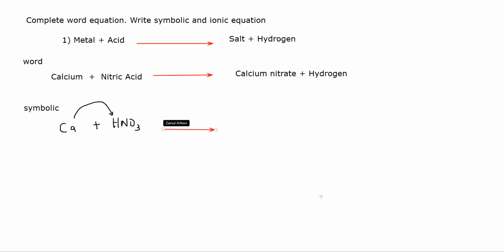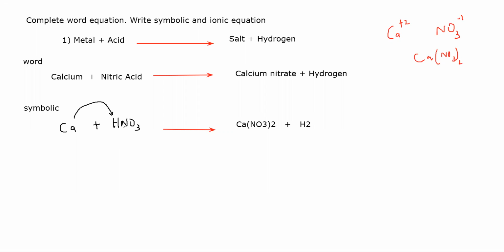Why is it Ca(NO3)2? Because calcium is group 2, so it's plus 2. And nitrate is minus 1. So when you cross multiply, it will be Ca(NO3) in a bracket 2.